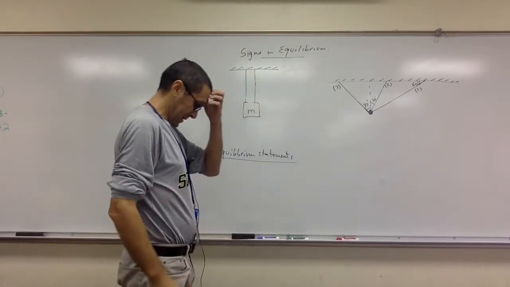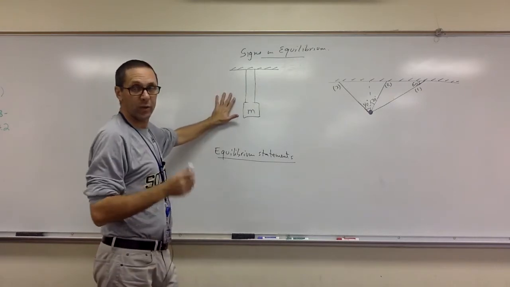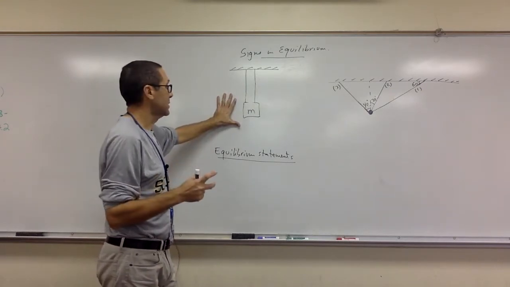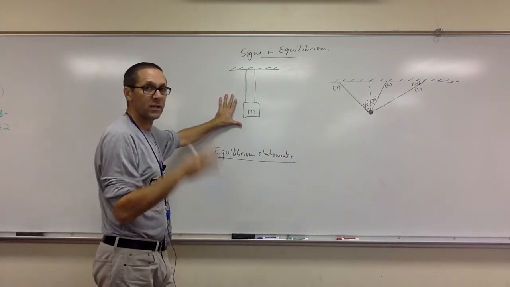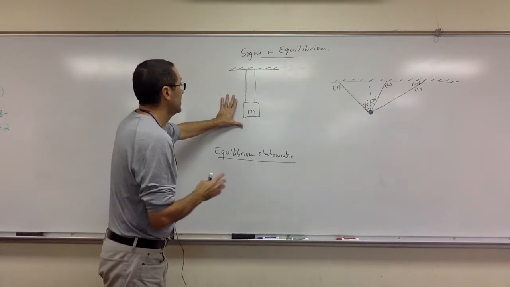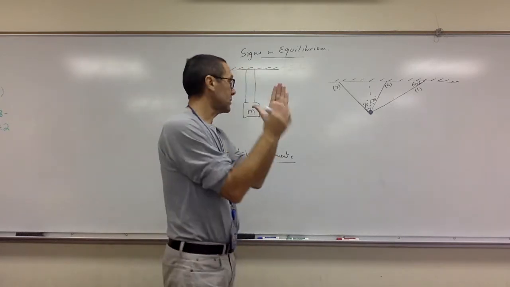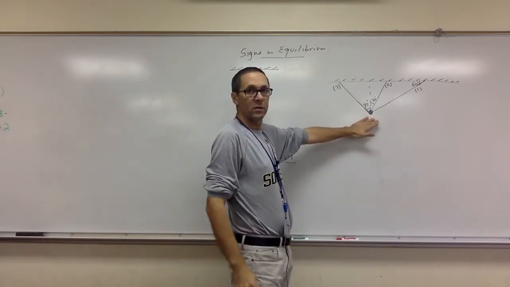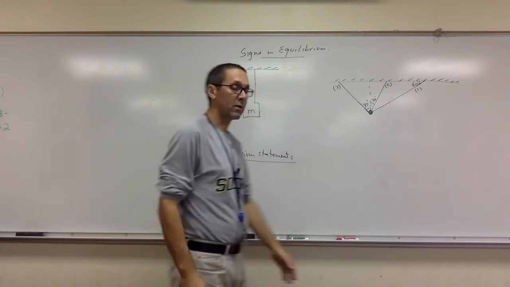Hello again. In this video, I'm going to do two examples where we have a hanging sign, a hanging mass, in static equilibrium. In other words, it's not going to move right and left, it's not going to move up and down. I have an example where a mass is held by two vertical cables, and a mass here that's being held by cables that are at an angle.